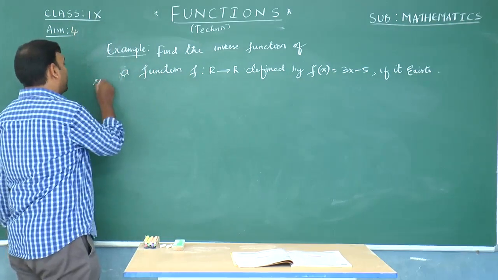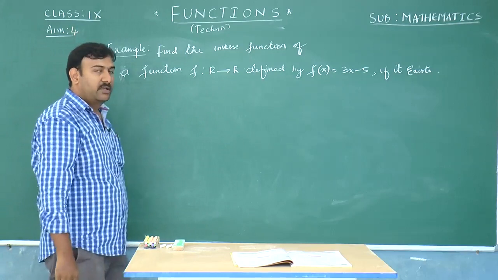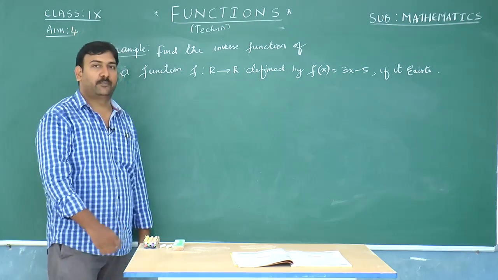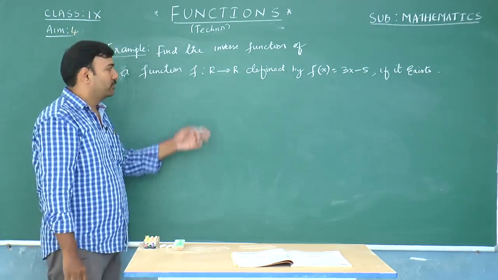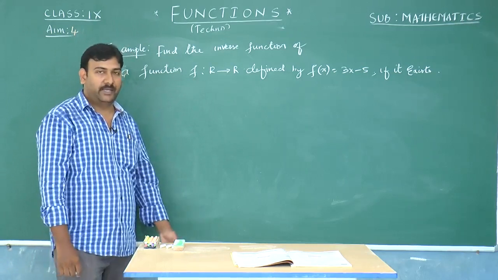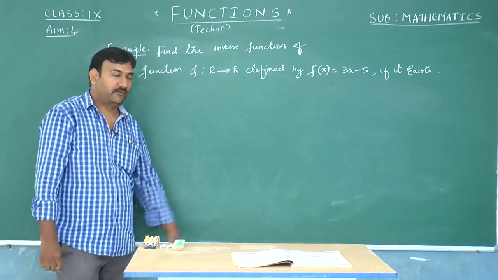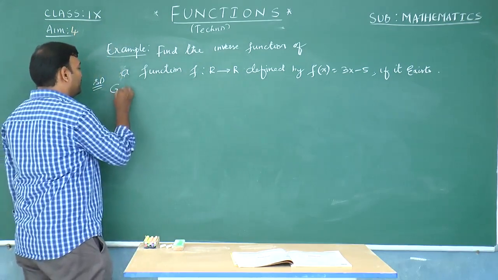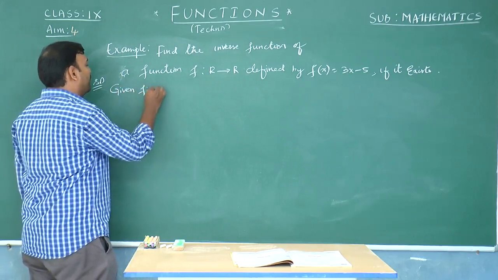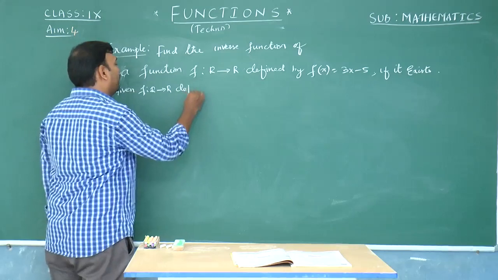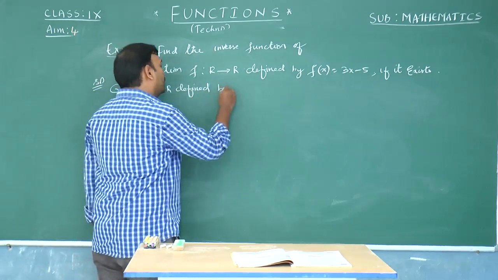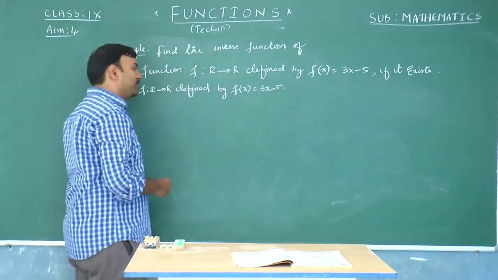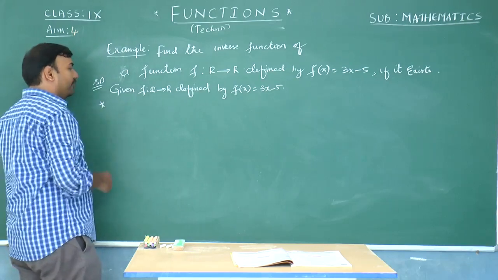First of all, we are supposed to check whether the inverse function exists or not. As per the definition, the inverse function exists only when f is a bijection. So first we check whether this given function is a bijection or not. To check that, we need to see whether the function is one-to-one. Given f is a function from R to R defined by f of x is equal to 3x minus 5.